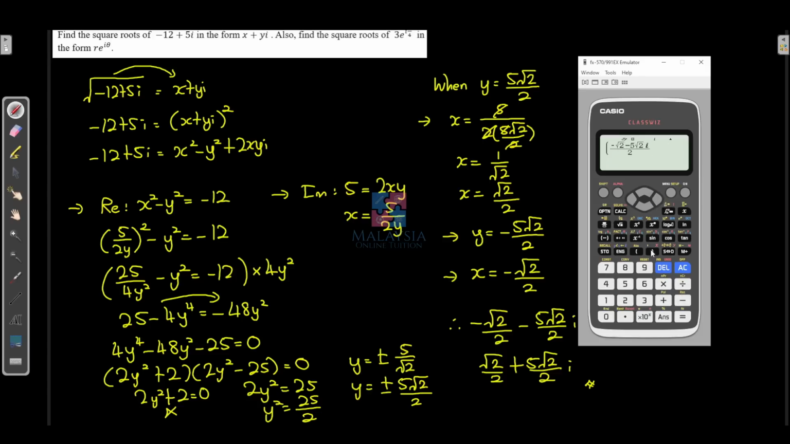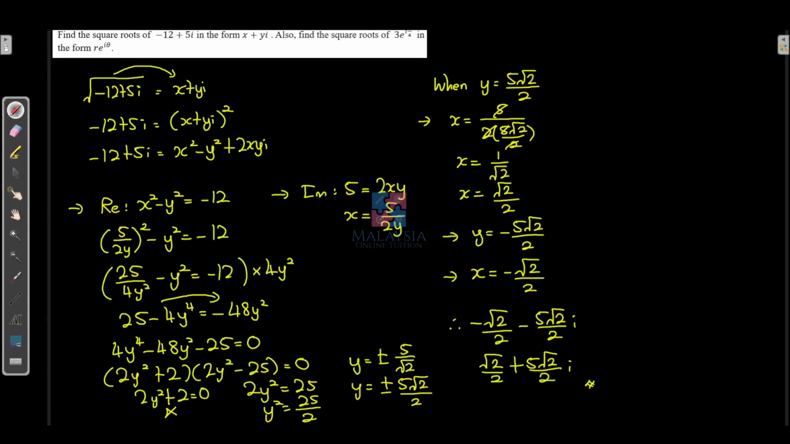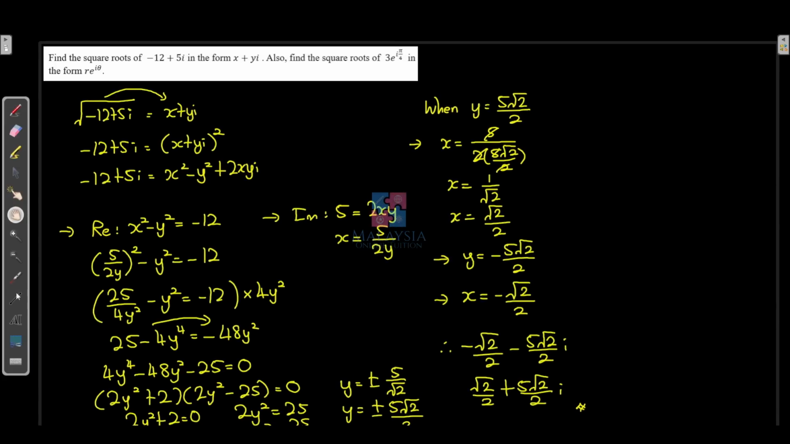And then you put the squared outside. And as you can see, we get the original complex number again. So this means that our answer, the first square root just now, is correct. Then, when we change this to plus and this one positive, we also end up with the same answer. So we have confirmed that these two are the final answer for the first part of this question.